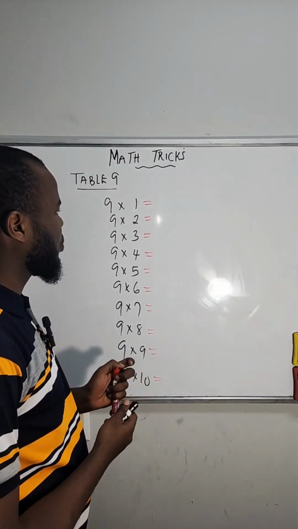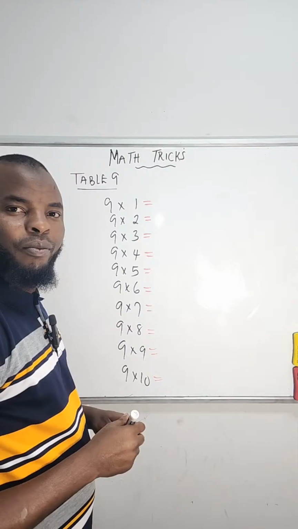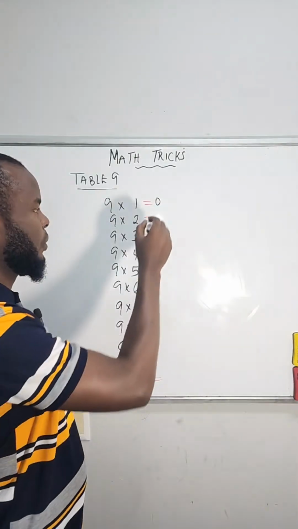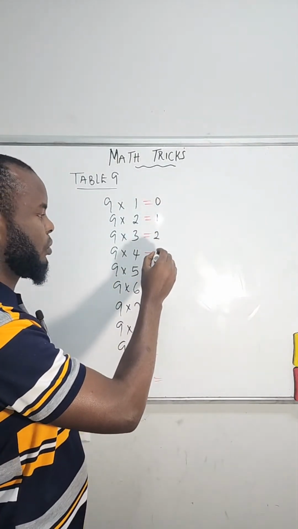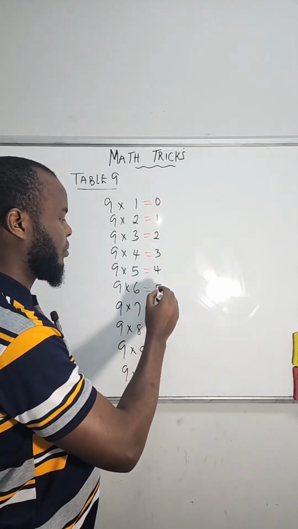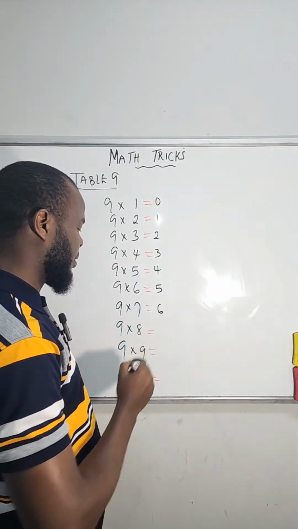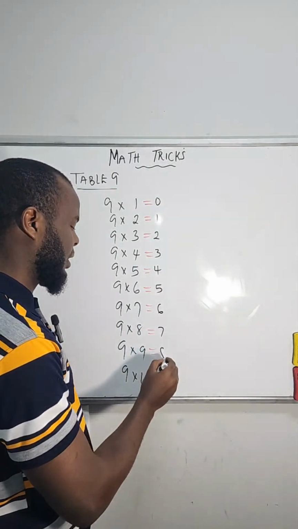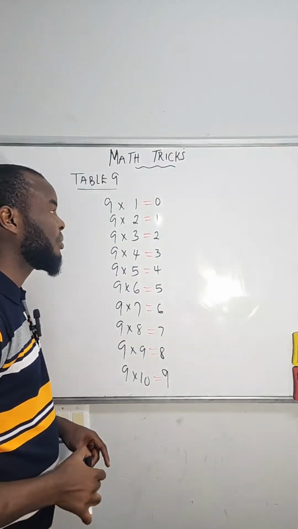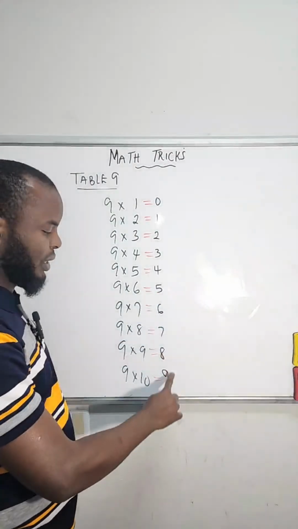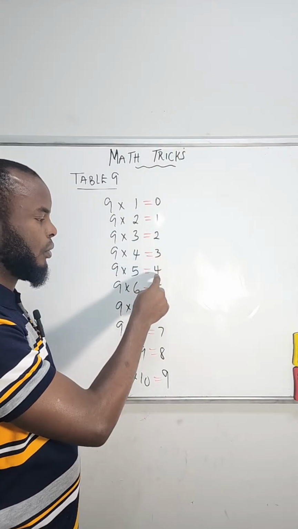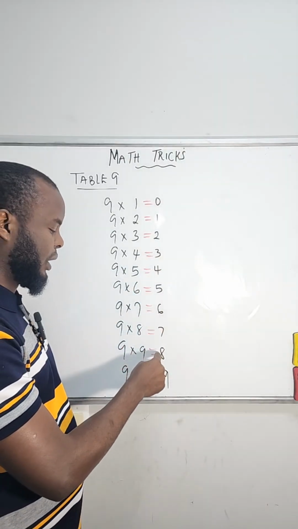Like we know, there's one thing about table 9. The first trick is this. Just start from 0, 1, 2, 3, 4, 5, 6, 7, 8, 9. So the first thing I'm going to do is write from 0 down to 9.